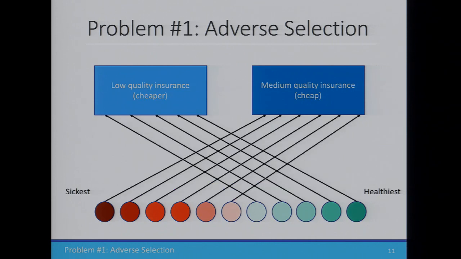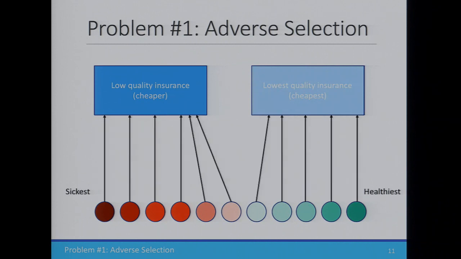And so what happens now? The same thing, the sick patients choose the better plan, the healthy patients choose the cheaper plan. It's no longer profitable for this company. So again, they become cheaper and so on. And so what we wind up with is a race to the bottom in quality because of adverse selection.